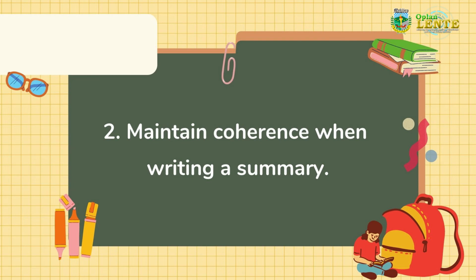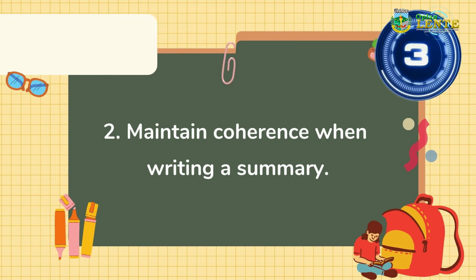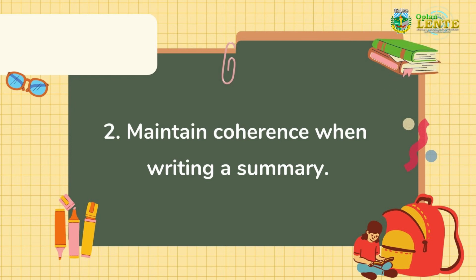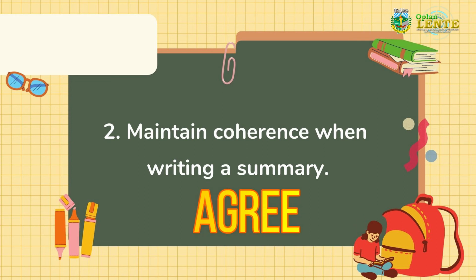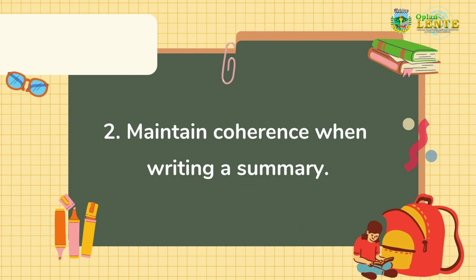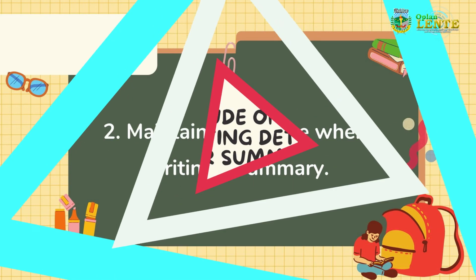Were you able to get it right? Now let's proceed to the next item. The statement is, maintain coherence when writing a summary. The correct answer is agree. Coherence is a key feature of a good summary. Your summary still must be clear and organized. It should not sound like a set of disjointed sentences when read.